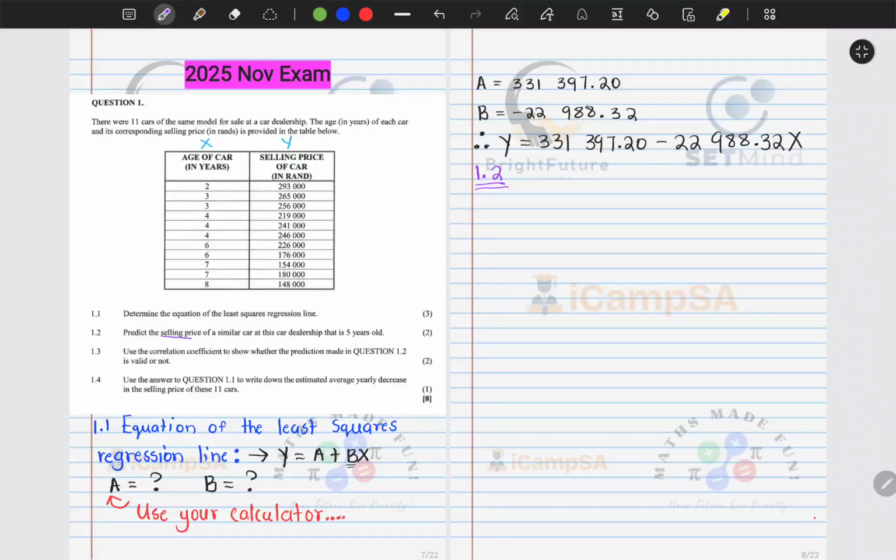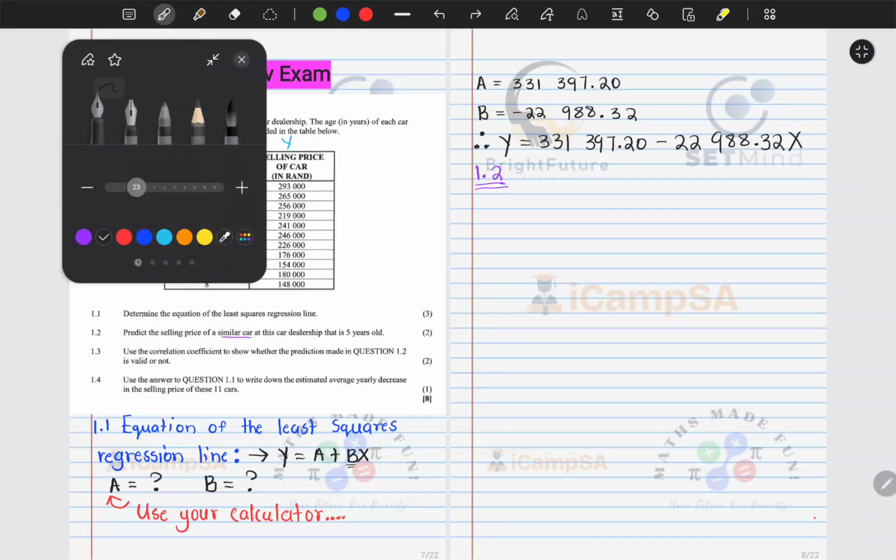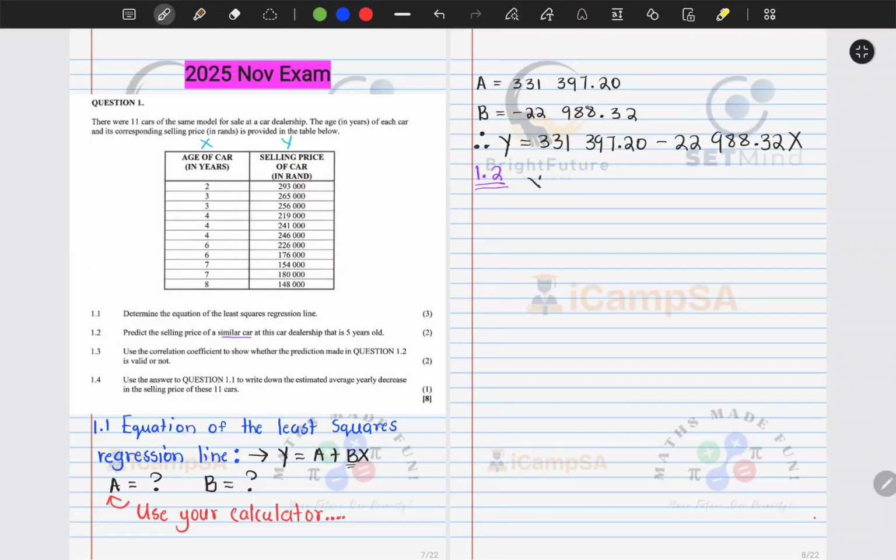So in 1.2, they are saying predict the selling price of a similar car at this dealership, which is 5 years old. Essentially, remember, they are looking for the selling price, which is y. So they are asking us, what is y given that x, which is the number of years, is 5. All we are going to do here is use the equation.